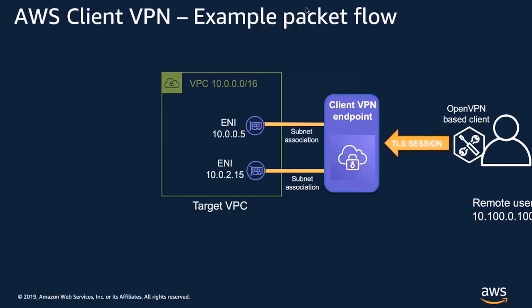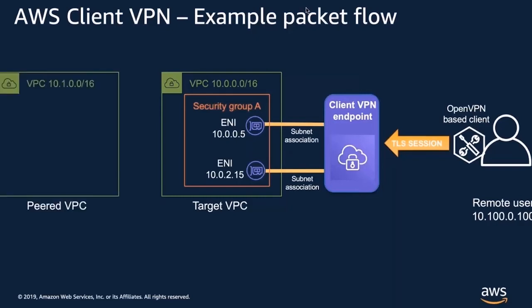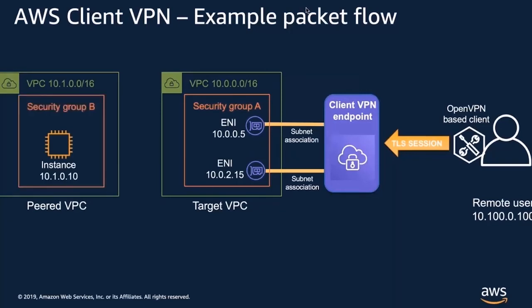We're assuming the user can connect to the service. And there's a security group wrapping around those Elastic Network Interfaces as part of the configuration of the client endpoint. And we want to allow our remote users to connect to a peered VPC. So that VPC is now 10.1. Inside, we have an instance, 10.1.0.10. There's another security group protecting that instance, and we have a peering relationship. So we've configured the peering, we've configured the routing. So VPC 10.0 can communicate with VPC 10.1, that's great.